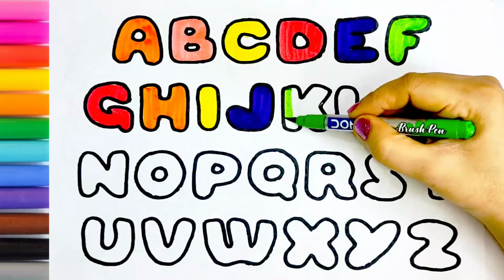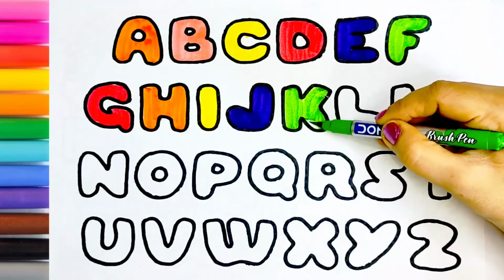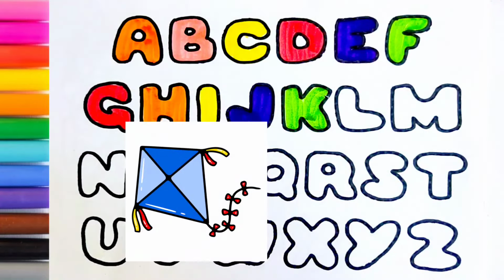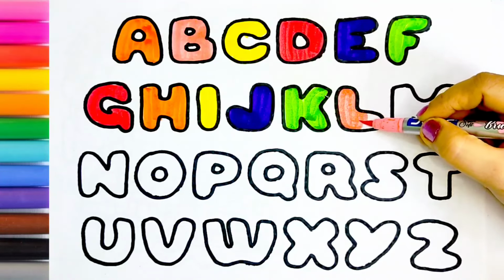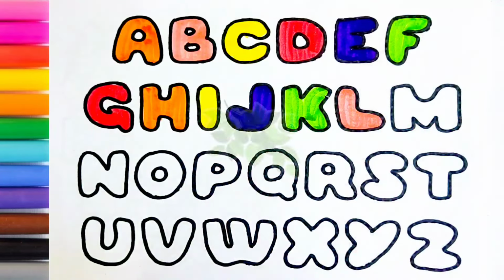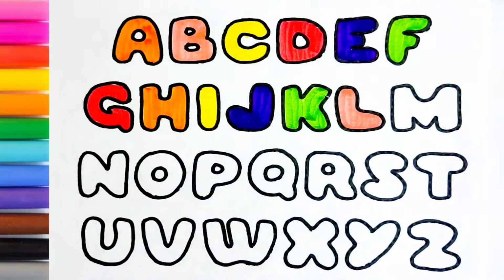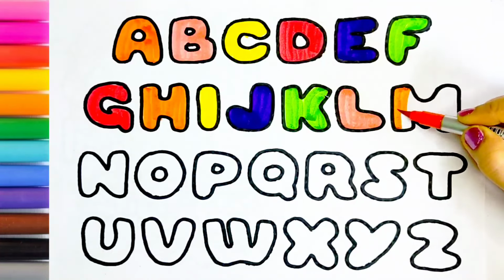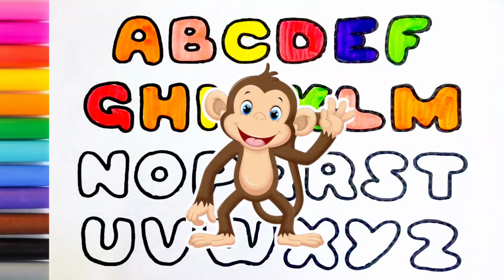Light green color. K for kite. Peach pink color. L for leaf. Orange color. M for monkey.